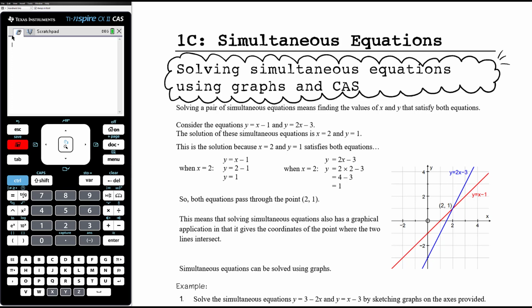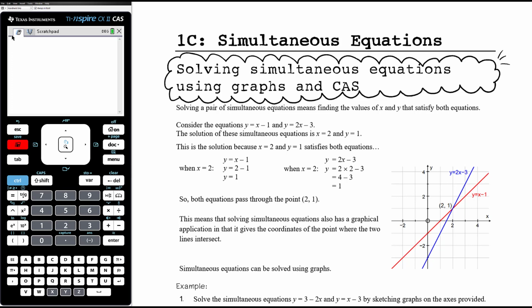We can learn all the algebra we want, we have to have some sense of what it is that we're actually doing. I also want to have a look at how we use CAS to solve simultaneous equations. So we're going to look at solving simultaneous equations using graphs, and also solving simultaneous equations using CAS, and a couple of different methods with CAS.